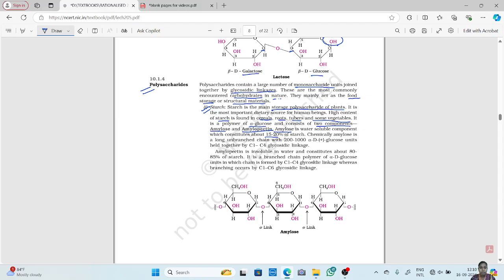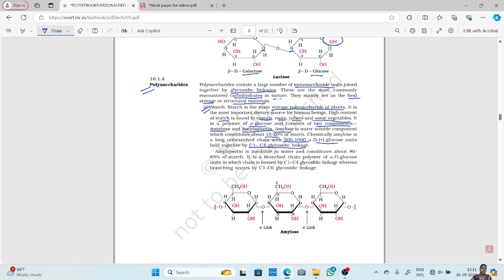Chemically, amylose is a long unbranched chain with 200 to 1000 alpha D glucose units held together by C1C4 glycosidic linkage. So amylose is made up of 200 to 1000 units of alpha D glucose, and these units are held together by C1C4 glycosidic linkage.